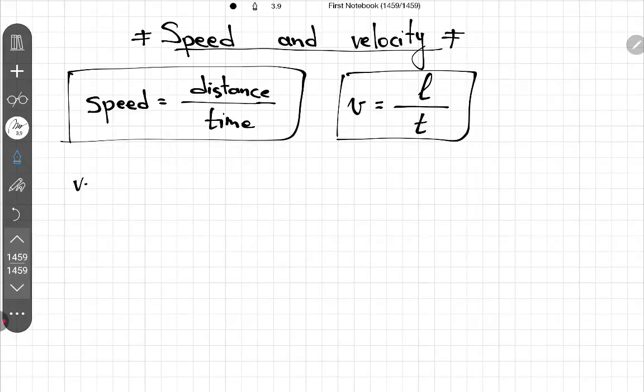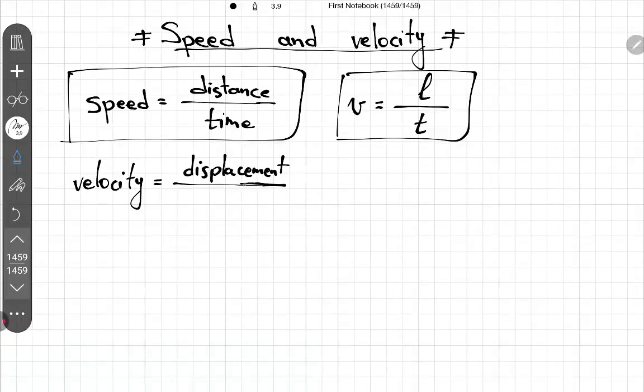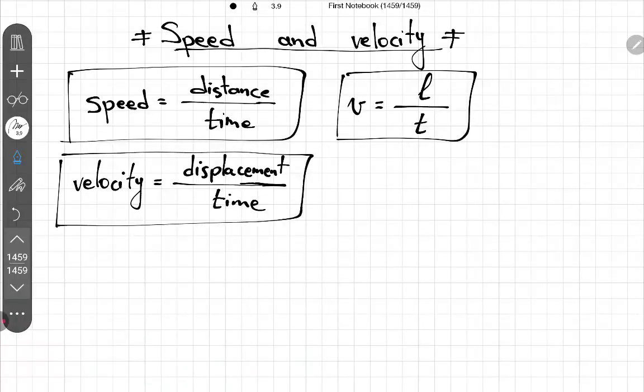And what is velocity? Velocity is the displacement in a unit time. So you see the similarity between the formulas for speed and velocity. Velocity equals displacement divided by time. Let's use the letters. V equals D divided by T.